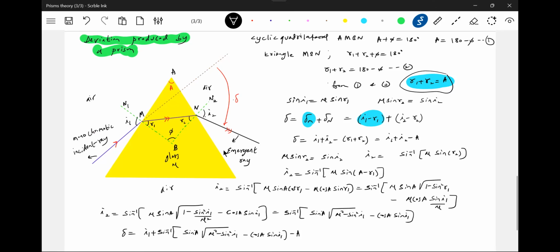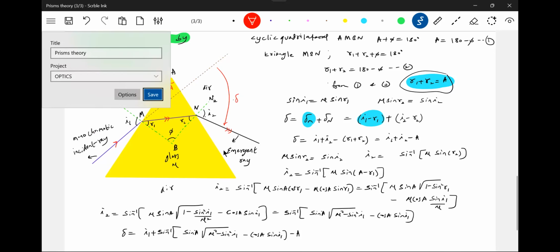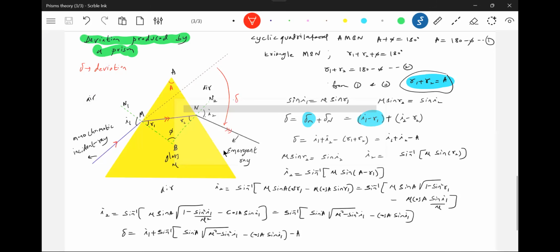So what is delta? Delta is called the deviation. The deviation suffered by the ray of light is given by this particular expression. What is I1? I1 is the angle of incidence. N1, N2 are the normals at the incident and the emergent phases. Now let's plot this deviation as a function of angle of incidence. Then we'll see what conditions will arise.